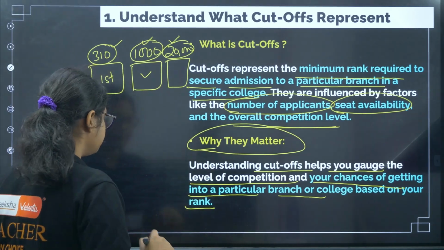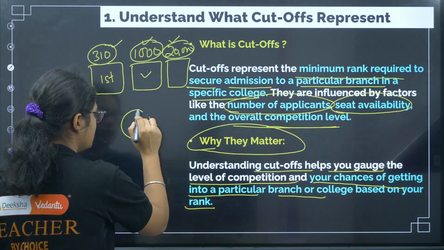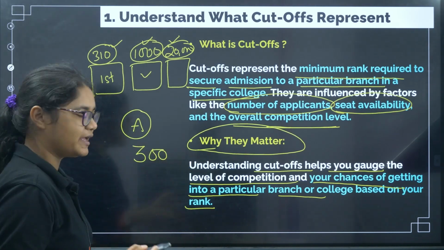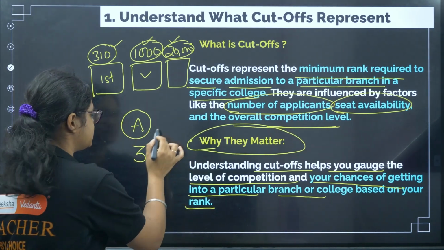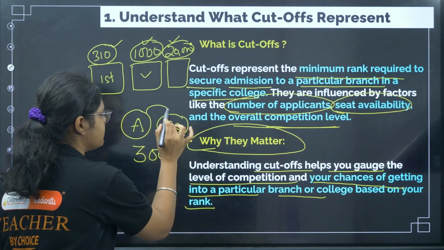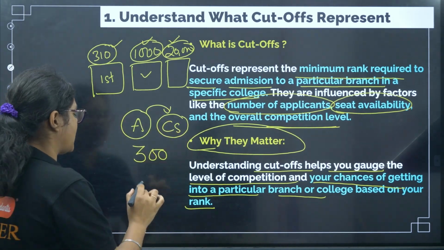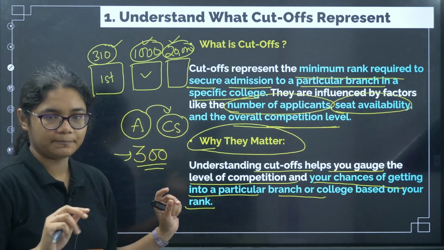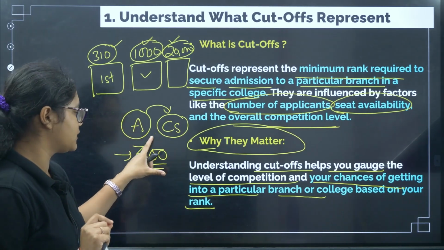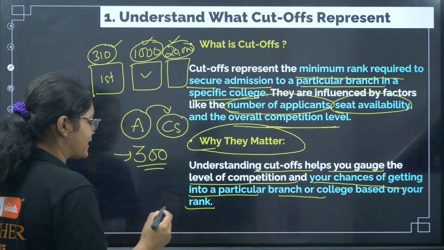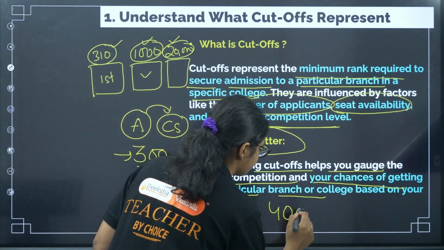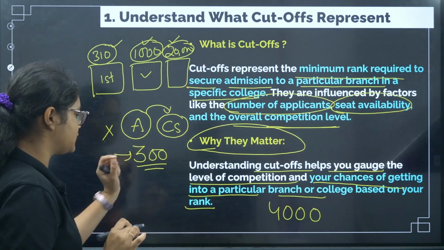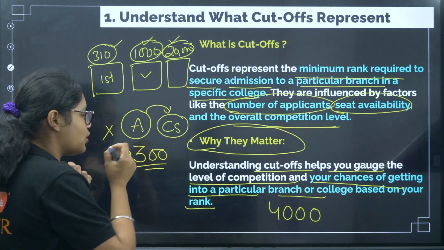For example, there's one college A, and they say that if your rank is 300 or below, then you can enter this college for CS. If you want to study CS in college A, the maximum rank you can have is 300. So for this particular college, this is the cutoff. Suppose now your rank in the exam is 4000. Then according to this, you are not eligible for this particular course, computer science, in college A.